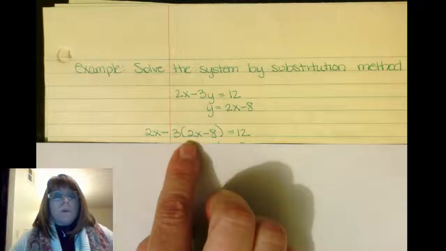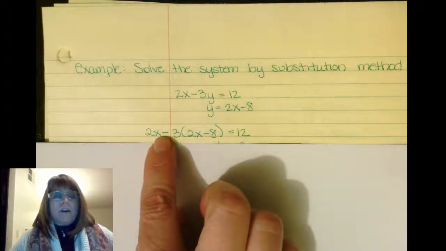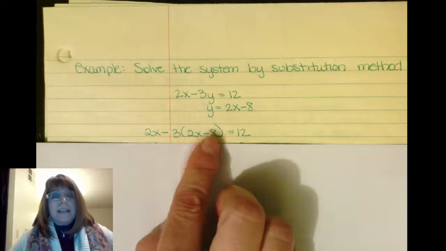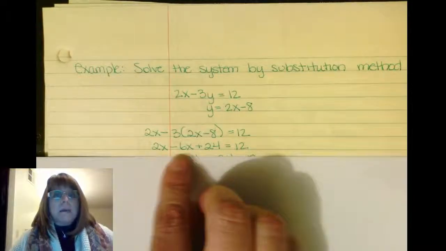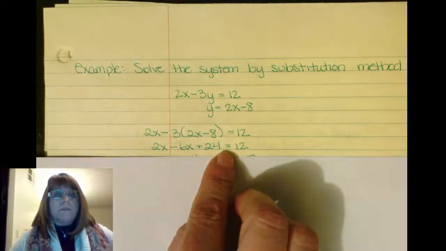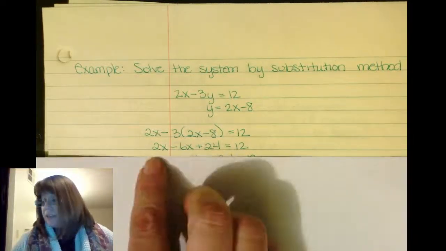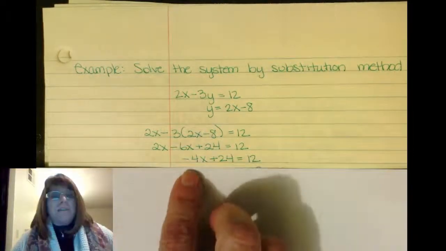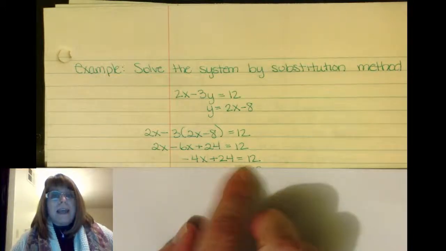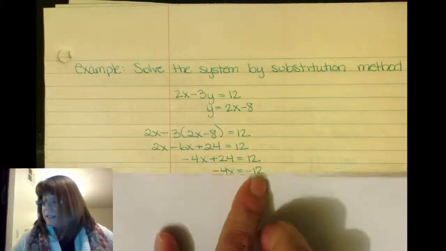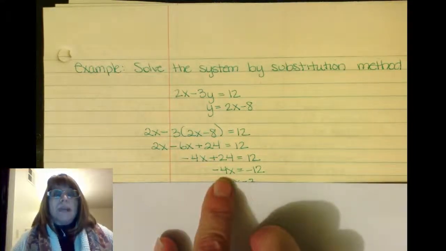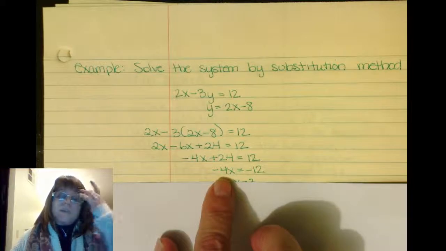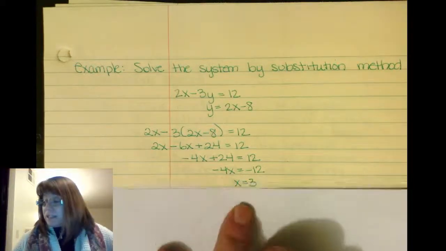I'm going to distribute the 3, and remember there's a negative hanging out here, to both the 2x and the negative 8. That gives me 2x minus 6x plus 24 equals 12. Combine like terms, so I have 2x and a negative 6x, giving me negative 4x plus 24 equals 12. Subtract 24 from both sides. That will give me negative 4x equals negative 12. Divide each side by negative 4. So negative 4 divided by negative 4 is 1, and negative 12 divided by negative 4 is 3.